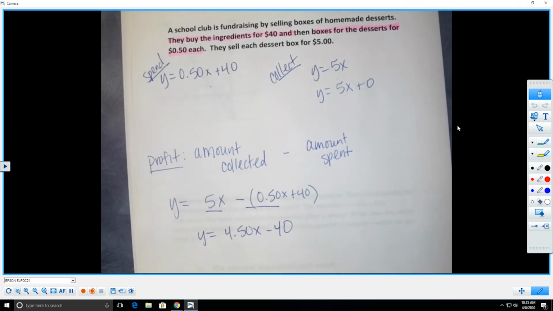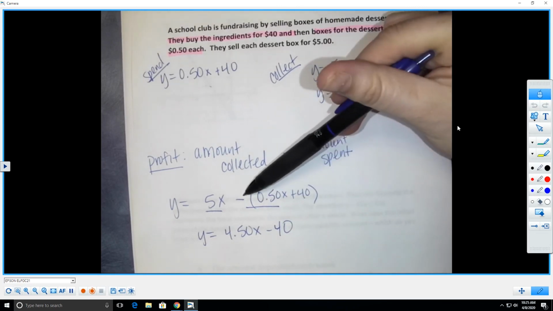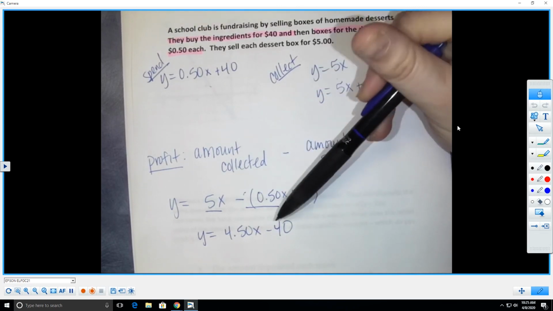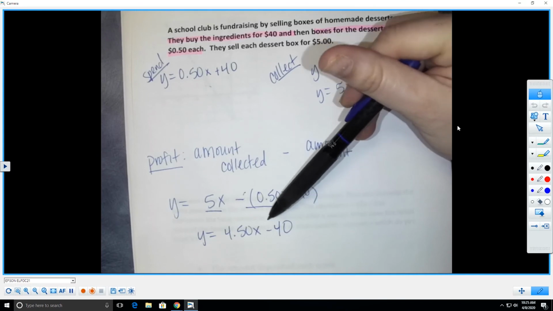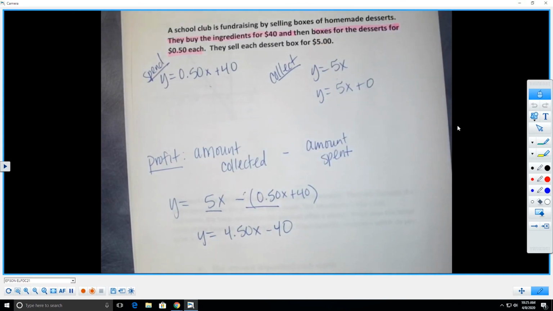There was a little bit of tricky arithmetic in that equation simplification. Did you catch it? We went from here, where we're subtracting positive 40, which would make it a negative 40. So the profit, or the fundraising amount the club gets, will be $4.50 per box, minus the $40 spent on ingredient supplies. One more bonus question. How many dessert boxes does the club need to sell in order to actually make a profit?